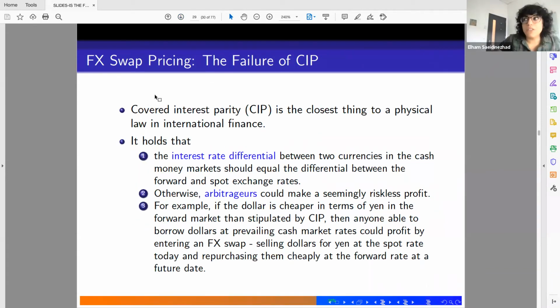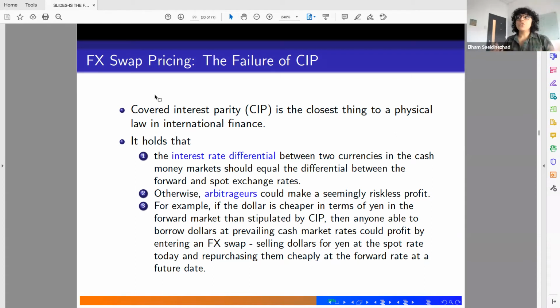I'm going to start by talking about covered interest parity, because an important theory that defines the pricing of FX swaps is the CIP. What is covered interest parity? Covered interest parity, in a sense, says that because all these instruments are very close to each other and can be used as alternative assets, their rates of return should be equal to each other, which means that at the end of the day, the interest rate differential between the two currencies in the cash market should be equal to the implied swap rate.